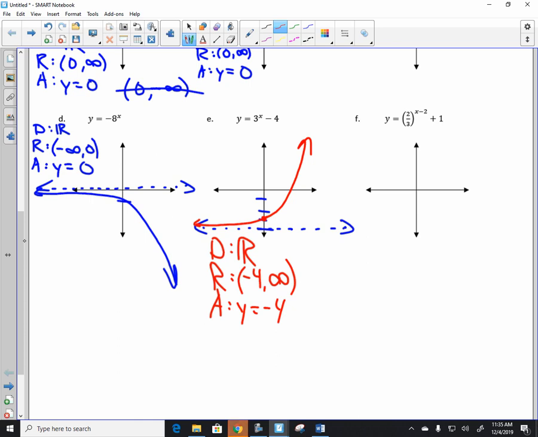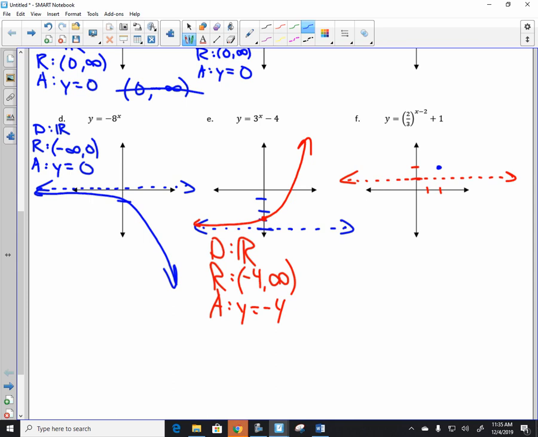So if I shift something to the right 2, does that change the asymptote? Nope. If I move it up 1, does that change the asymptote? So the asymptote will be moved up 1 unit. And then it used to go through the point 0, 1. So if we move it right 2 and up 1, what's the new location? 2, 2. So over 2 and up 2 is the new point.